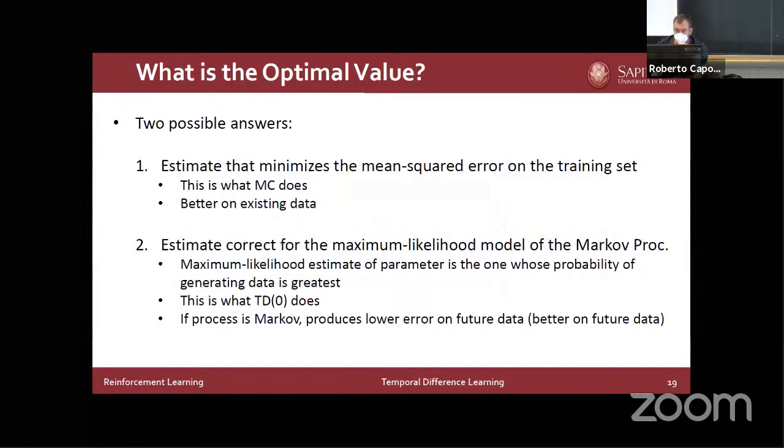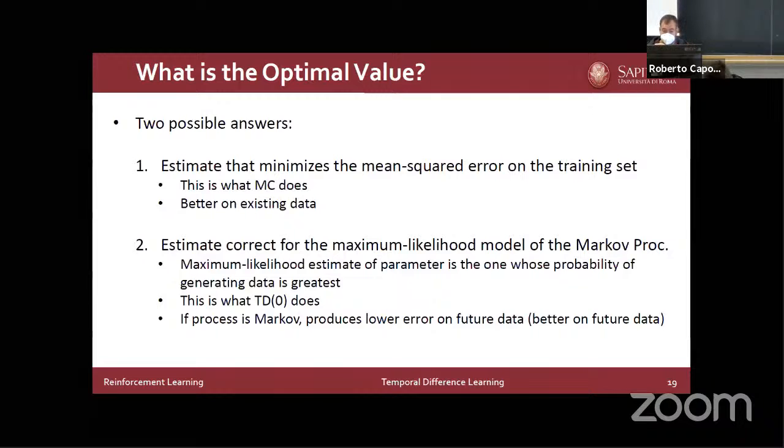So what is the optimal value estimate? There are two possible answers. One is the estimate that minimizes the mean square error on the training set, which is basically what Monte Carlo approaches are trying to do. So Monte Carlo approaches in practice are better on existing data. If you look at the trajectories that you visit, Monte Carlo methods typically perform better than temporal difference methods.